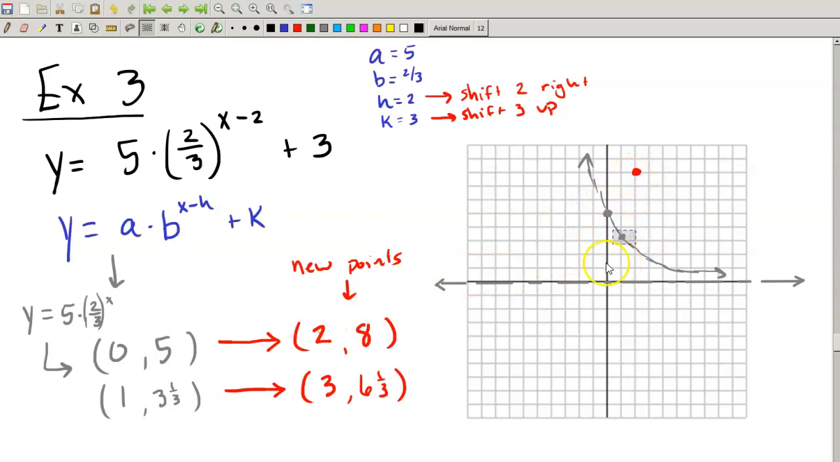Next point, which is right here, originally was at 1 and 3 1/3. I'm going to shift this over to 1, 2, and go up 3. 1, 2, 3, right there, which should be at the point we already knew was going to be at 3, 6 1/3, which it is. The other thing is this asymptote right here. Here's the asymptote, the boundary, which is always kind of at 0. But since our graph is shifted up 3, I'm going to go ahead and put my asymptote at 3.